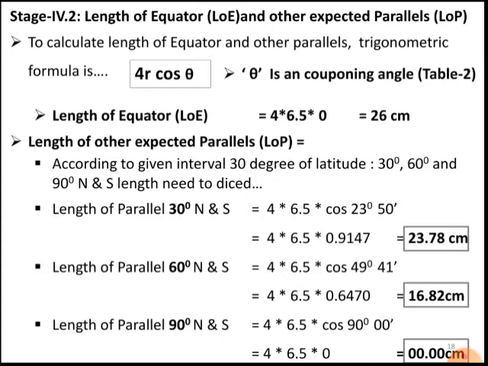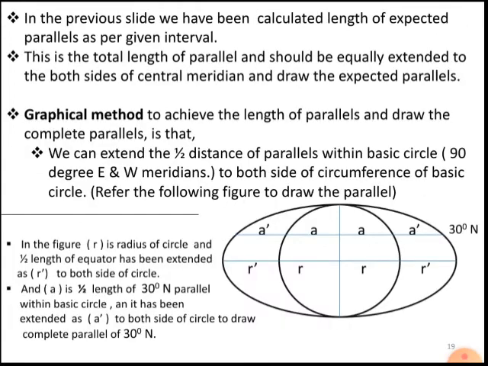Look at the length of the parallel of 90 degrees as a pole, and in this projection the pole is a point, so there should not be any length. That is why, if you look here, 4 multiplied by 6.5 multiplied by cos 90, and cos 90 is 0, as cos 0 is 1 inversely. So if you multiply other figures by 0, the answer remains 0, and that is why the length of the pole, 90 degrees north and south, is 0.